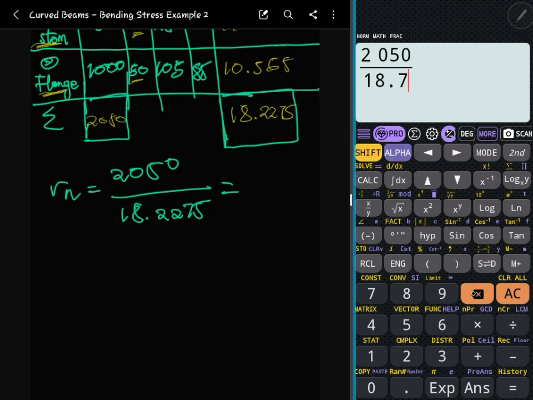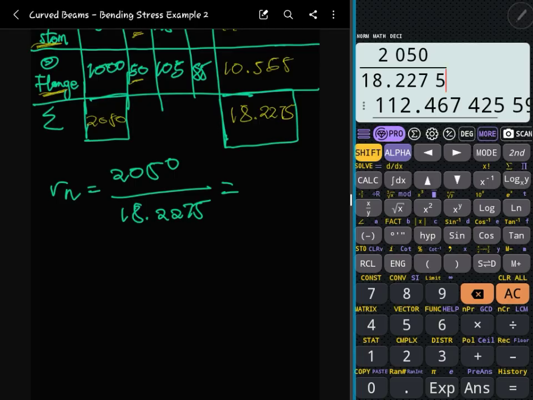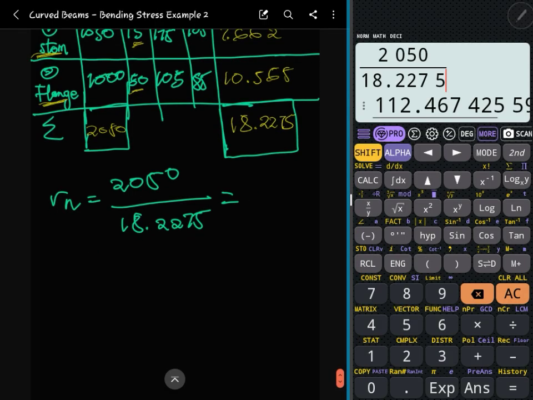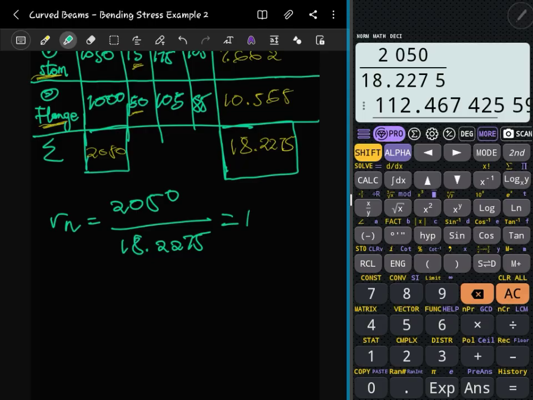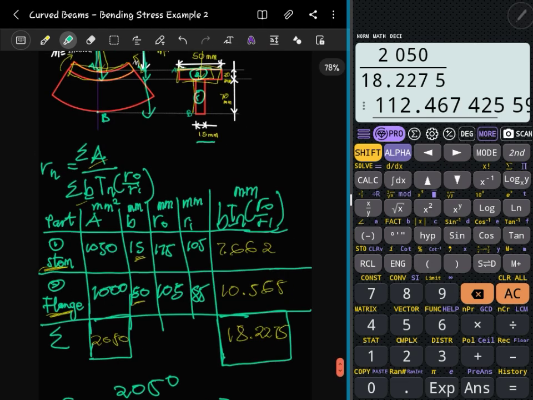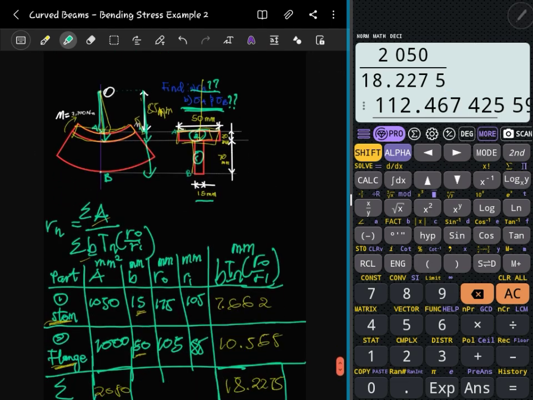All right. We end up having an Rn of 2275, and that gives us 112.4. Let's write it somewhere. Our Rn will be 112.4674 mm. So this is what we have for our Rn. And the next thing for us to find is the stresses at A and B.